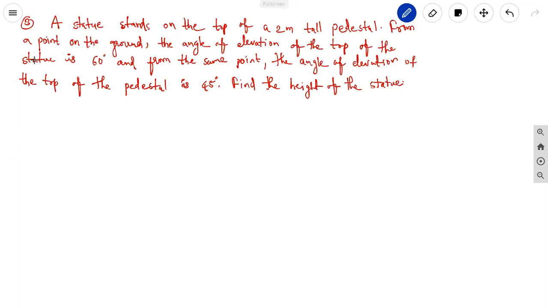Third problem. A statue stands on the top of a 2-meter tall pedestal. That is, this is the 2-meter tall pedestal. On this, the statue is there. From a point on the ground, P is a point. Here, AB is the pedestal height, BC is the statue height. P is a point on the ground. The angle of elevation of the statue is 60 degrees. This is the 60 degrees.